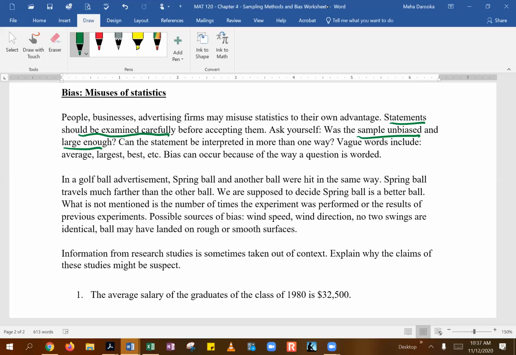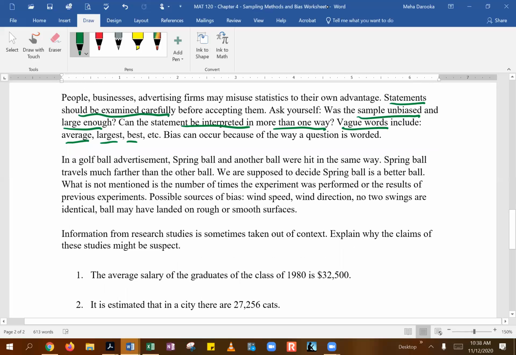So same thing, with statements that are being thrown at you or different studies, we kind of have to think about, is the sample unbiased? Is the sample going to be large enough to give us good data? Can the statement be interpreted in more than one way? Look for vague words being used. Average is definitely one of them. Largest, best. By using words like these, subconsciously they are taking the reader in a particular direction. So again, we have to be very careful about what kind of words are being used.